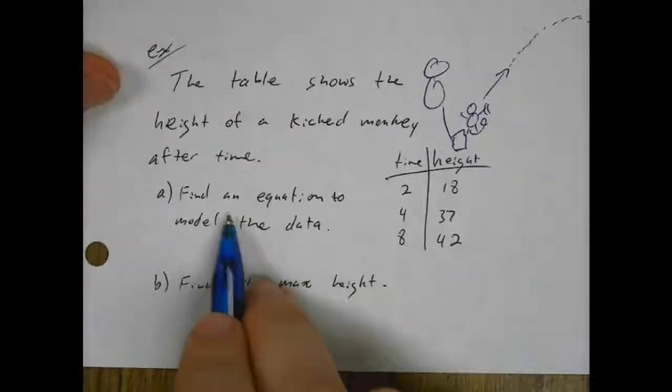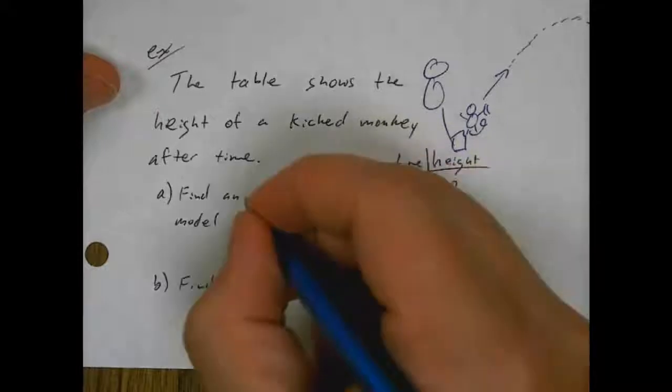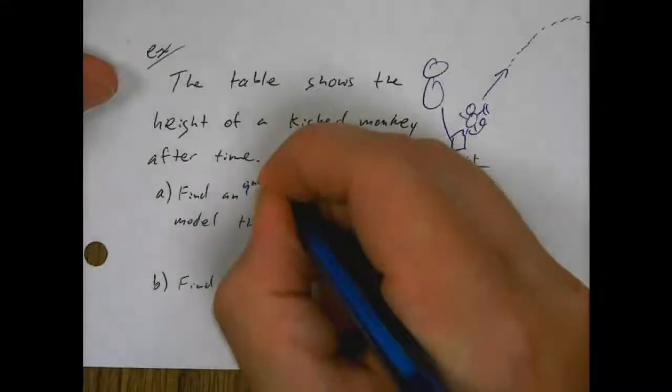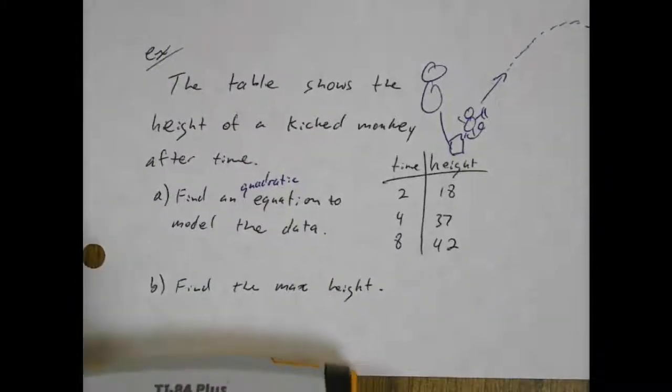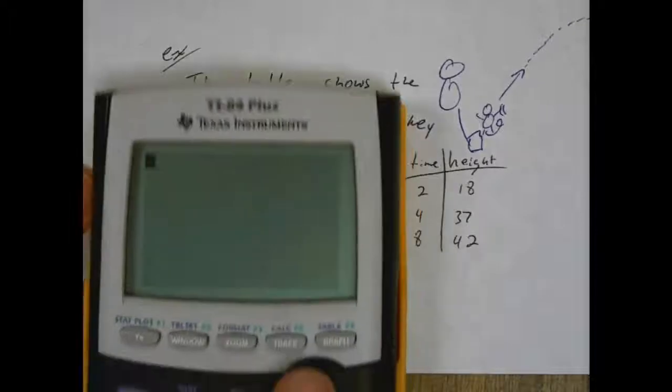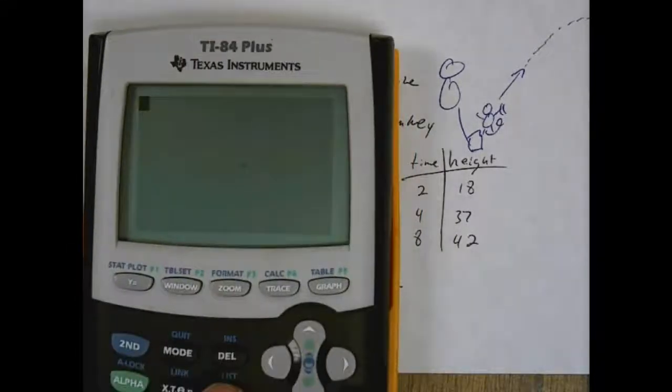So it says find an equation to model the data. Should say find a quadratic. And we've done this before, except we only did it with linear modeling. So if you remember, good for you. But we can do some statistics with some given information.